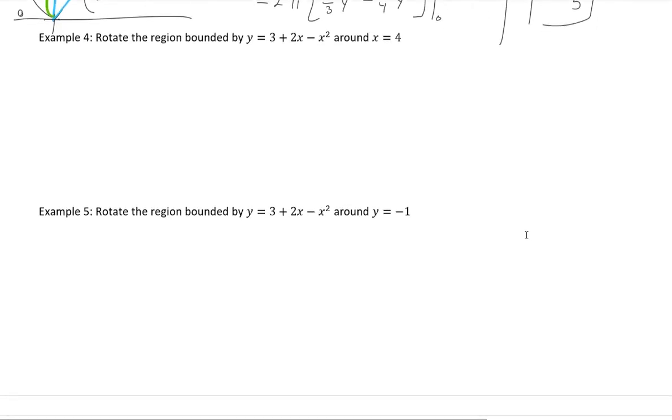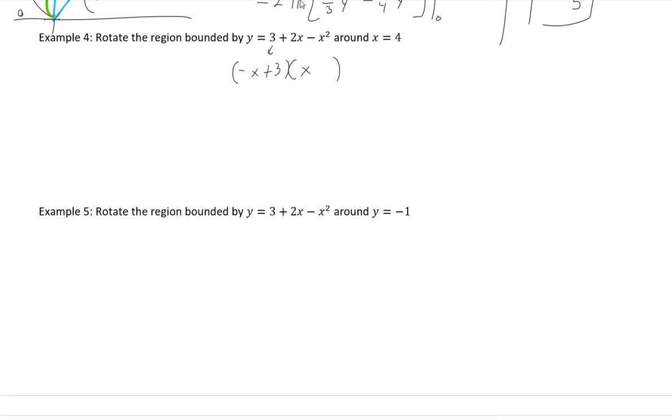All right, example 4. Rotate the region bounded by y equals 3 plus 2x minus x squared around x equals 4. That is a quadratic that I should be able to split up pretty nicely. Let's do that. So negative x squared, so I have negative x and x. 3 can only be multiplied by 3 and 1, and because I have 2 in the middle, that means the 3 was the positive one.